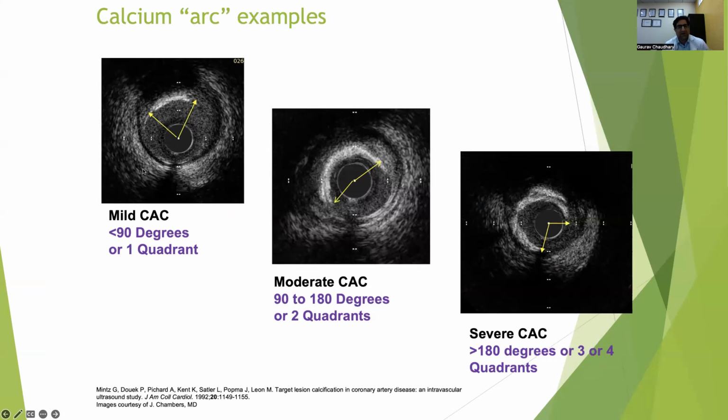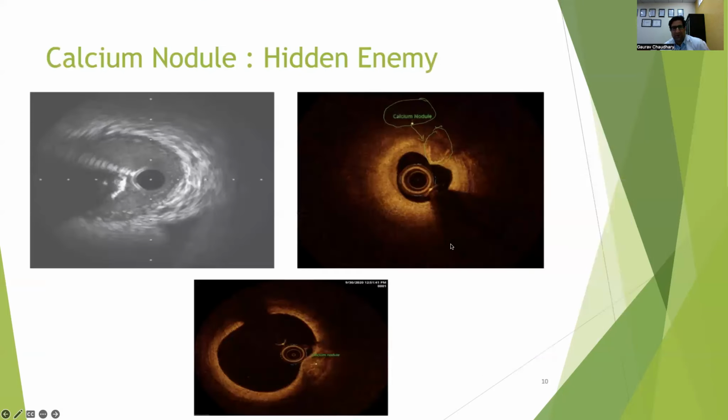So these are arc examples. We can see it is mild arc less than 90 degrees, then moderate 90 to 180 degrees, and last one more than 180 degrees. And one thing about the calcium nodule, many times it may not be visible on angiography or cine angiography, but we can see this is a catheter. On the left side image, we can see the center is a catheter, then there is a bright dense structure near the catheter, and behind this there is the post-acoustic shadowing. In all the rest of the places there is no calcium.